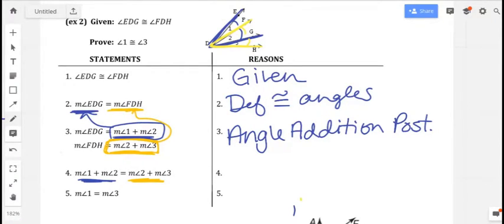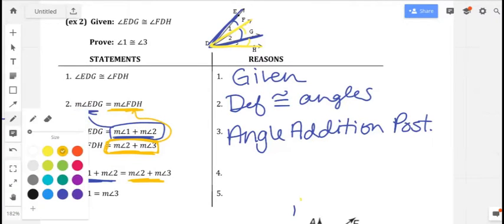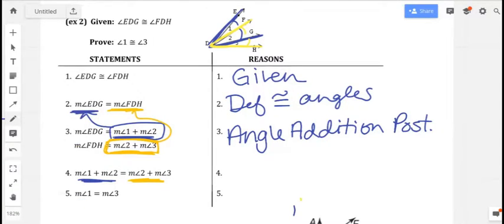So that's how I ended up with the measure of angle 1 plus the measure of angle 2 on the left, and the measure of angle 2 plus the measure of angle 3 on the right. I moved them around, I substituted them. So that's the substitution property of equality.